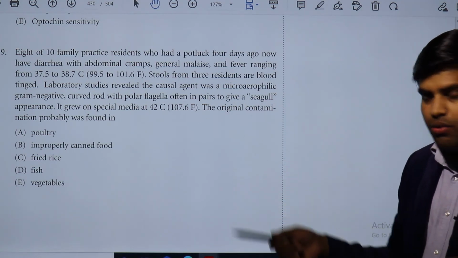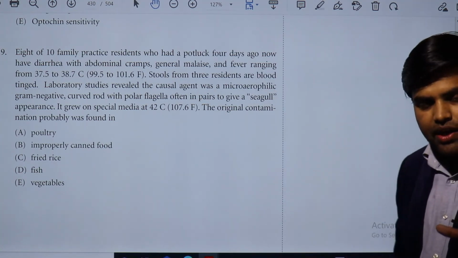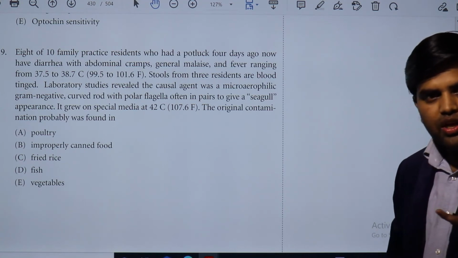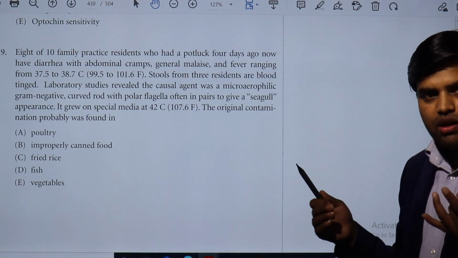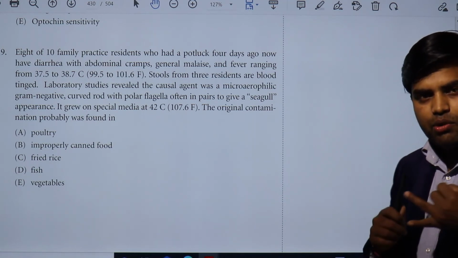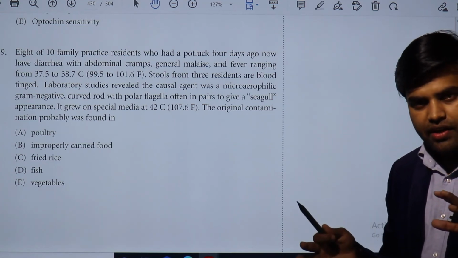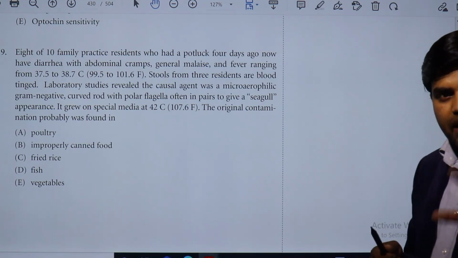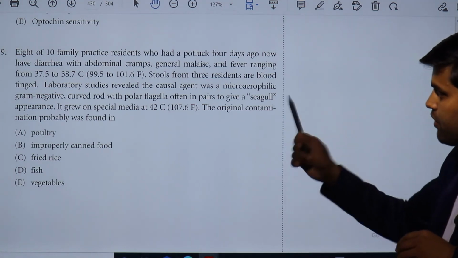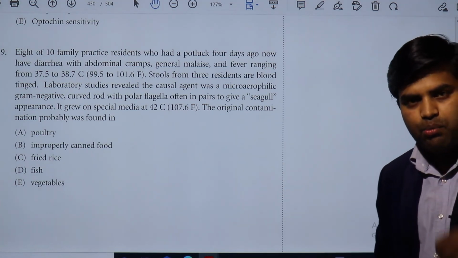All this has led you to the curved bacteria, and you know the curved bacteria are Campylobacter jejuni, Vibrio cholerae, and Helicobacter pylori. Helicobacter pylori doesn't cause diarrhea. Vibrio cholerae causes non-bloody, watery, voluminous diarrhea. They are saying blood tinged, so your diagnosis is close to Campylobacter jejuni. They have even confirmed it by saying it can grow at 42 degrees Celsius. So this is 100% Campylobacter jejuni.